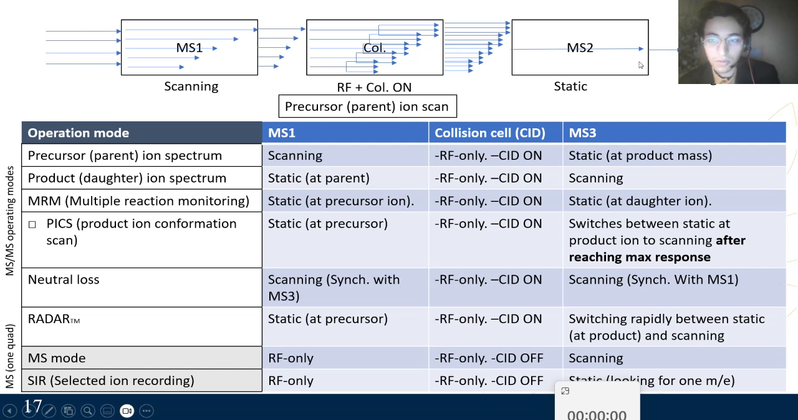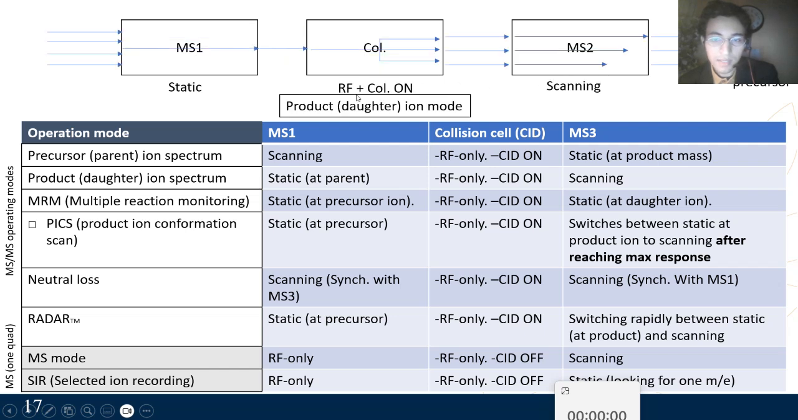The second one is called the product ion, or daughter ion, mode. You pick a single parent, you fragment it using collision energy, then you scan all the daughter ions coming from it. Using this, you can get all the fragment ions that are possible from a single parent ion.